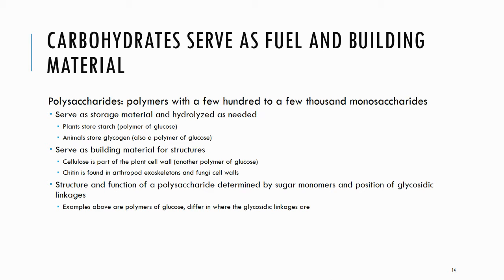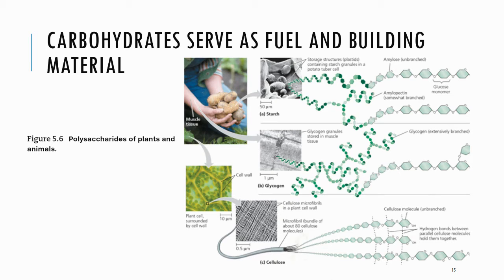Polysaccharides can also serve as building materials for structures. For example, cellulose is part of the plant cell wall, which is yet another polymer of glucose, and chitin is found in arthropod exoskeletons and fungi cell walls. A third function of polysaccharides is determined by the sugar monomers and the position of the glycosidic linkages, which you can see here.